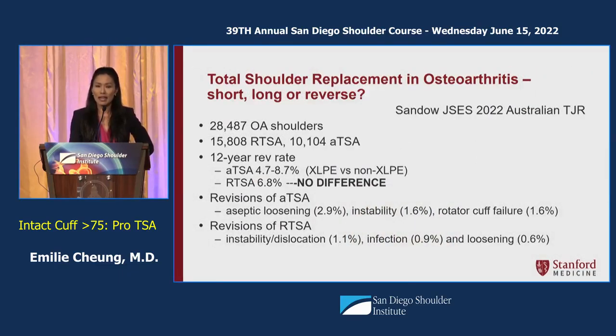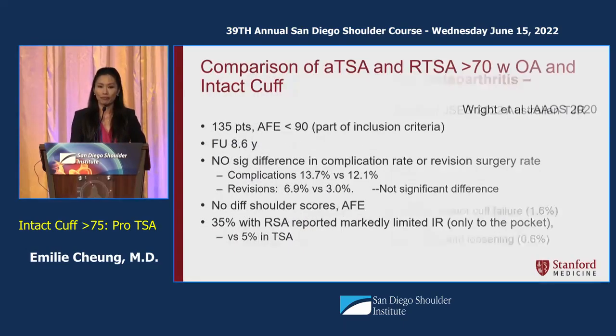Looking briefly at 4 papers reviewing these concepts, just published this year, the Australian Joint Registry, taking away the fact that a lot of these are metal-backed glenoids, if you look at the complication rate after subtracting those metal-backed glenoids, there's not a significant difference in a 12-year revision rate when comparing anatomics to reverses.